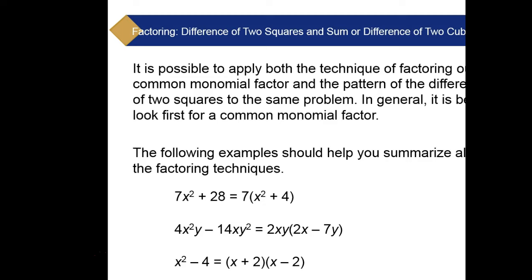Okay? So, it is possible to apply both the technique of factoring of common monomial factors and the pattern of difference of two perfect squares in the same problem. In general, it is best to look for the common monomial factor first and then do everything else. Okay?